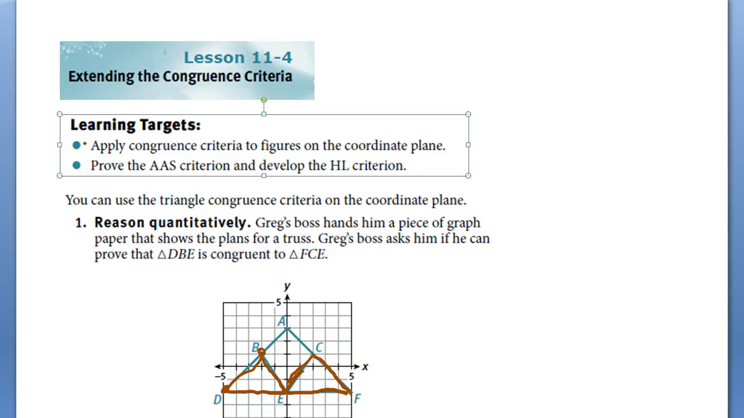So in this lesson, we used those congruence criteria that we had developed, but the figures were on the coordinate plane, which allowed us to count units, or if they were in diagonal arrangements, to use the Pythagorean theorem to find distances. We also proved that angle side angle is a legitimate criterion, and we developed one called HL that you can use with right triangles.